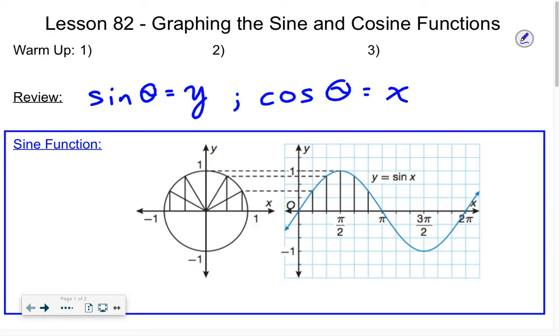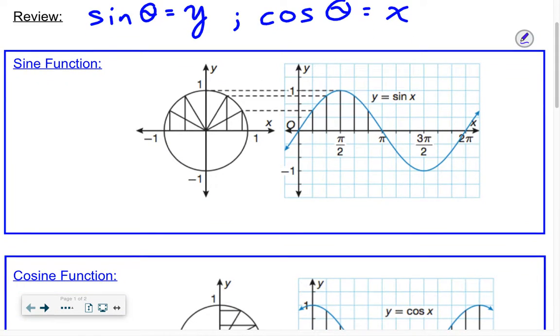And this is the key role when we break down the graph of sine and cosine. It's, well, how is the y value changing as it pertains to the sine, and how is the x value changing as we move across the x-axis as it pertains to cosine. So let's go ahead and start with the sine function. Sine, we have said, is the change in y, or it pertains to the y value.